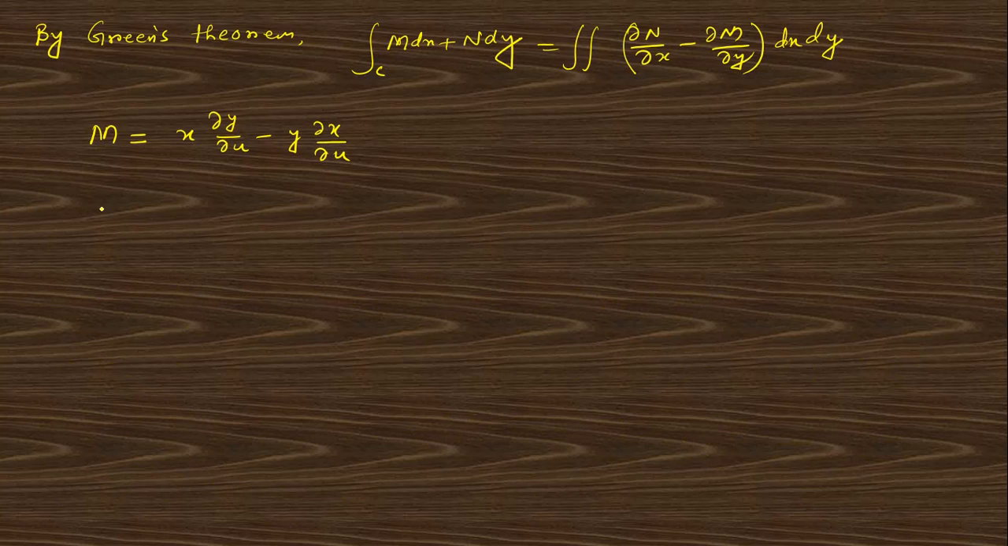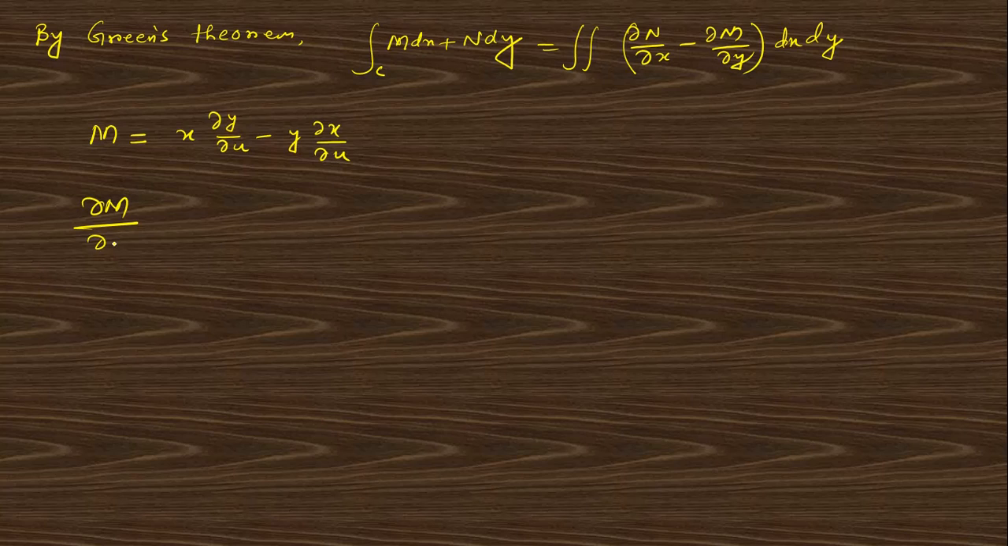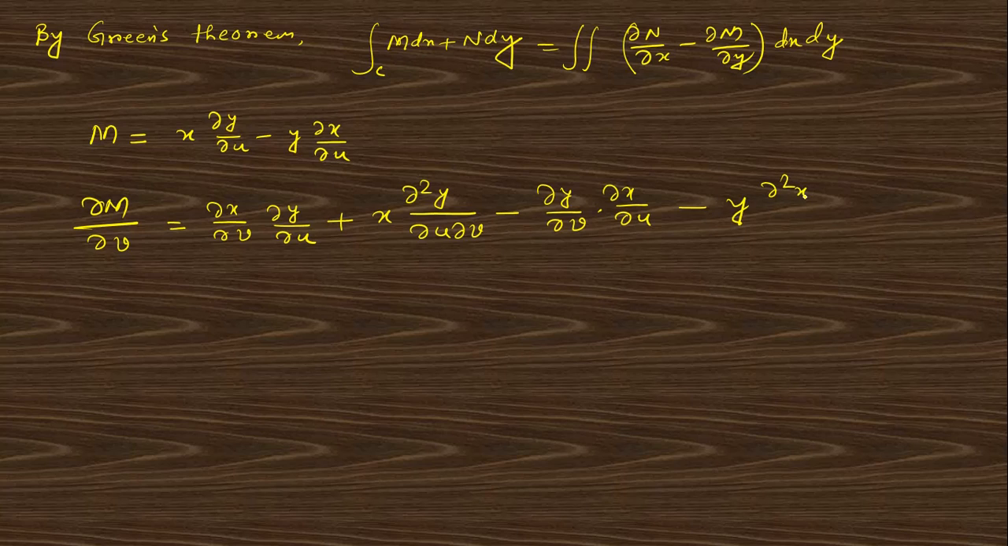So if we want to change into uv, since this is a function of uv, you need to take the partial derivative of m with respect to v and the partial derivative of n with respect to u. So del m del v will be del x del v into del y del u plus x del 2y del u del v minus del y del v into del x del u minus y del 2x del u del v.